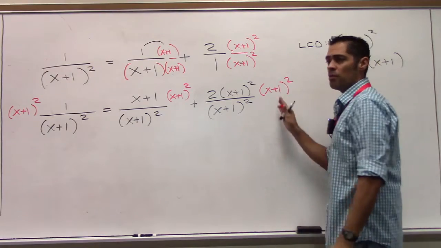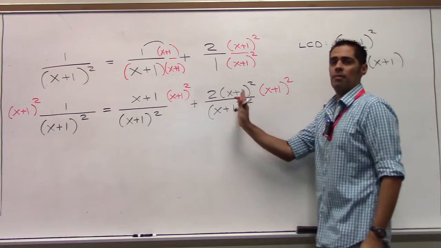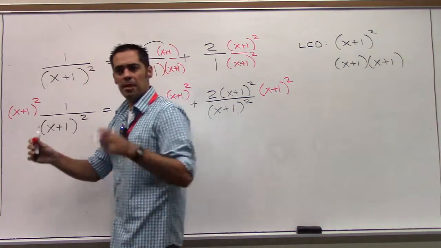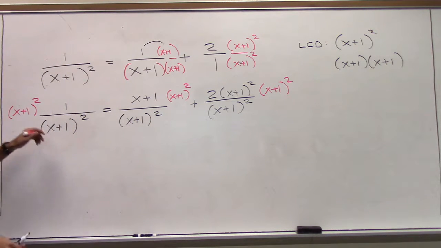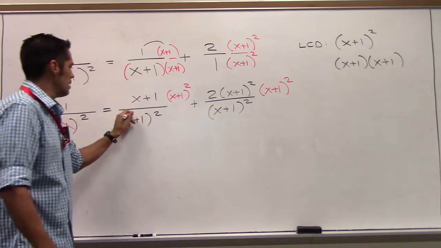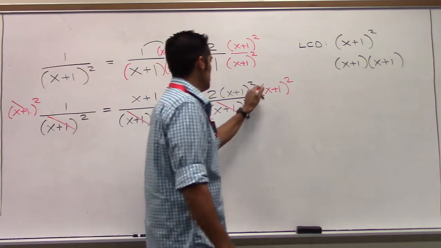So does everyone agree that what I've done is I've hit each term with the LCD? Hit meaning multiplied. And it's on the top, not on the bottom. When we say we multiply through, it's on the top. So this cancels, this cancels, this cancels.